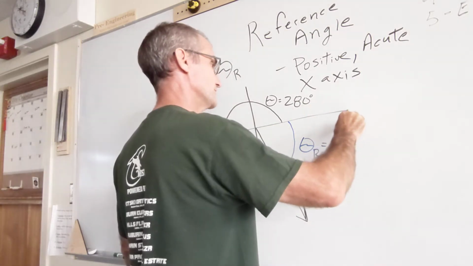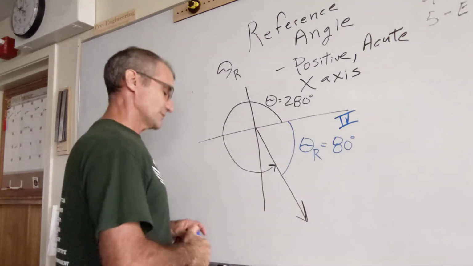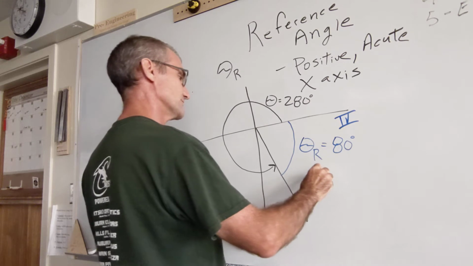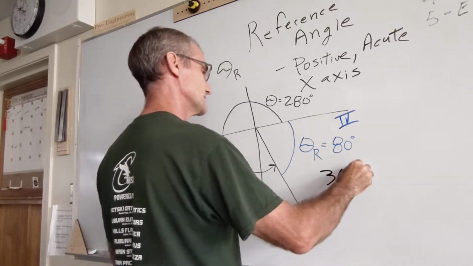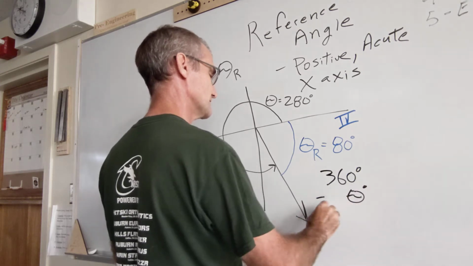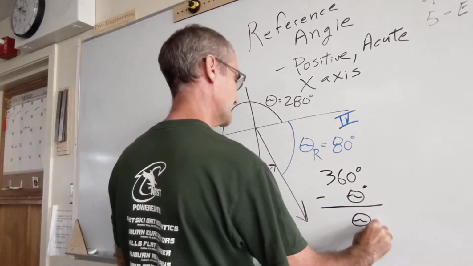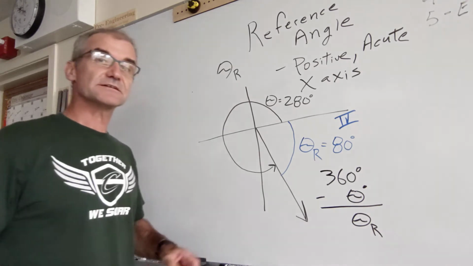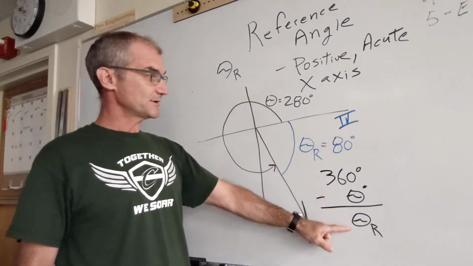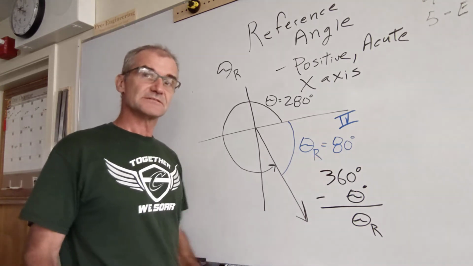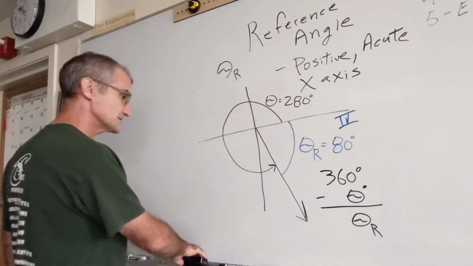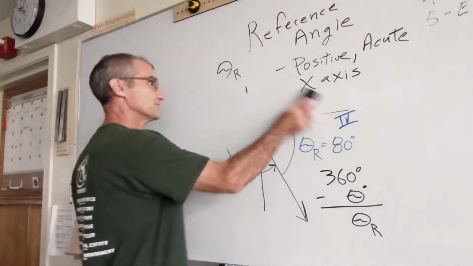So in the fourth quadrant here, the way I figure out my reference angle is I'm going to do 360 degrees minus my angle theta, and that will give me my reference angle. So the 360 degrees minus the 280 degrees gives me my reference angle of 80 degrees. So that's how you find reference angles. Again, they are always positive, acute to the x-axis. Let me just show a couple more things on reference angles.